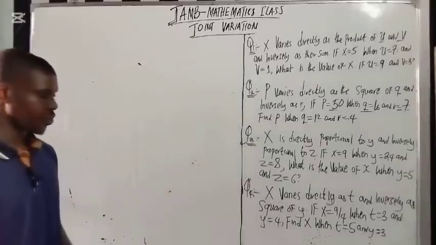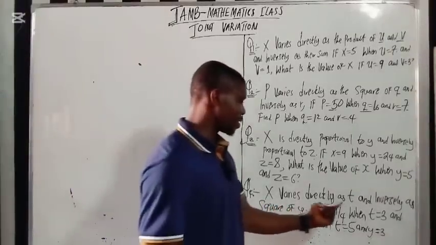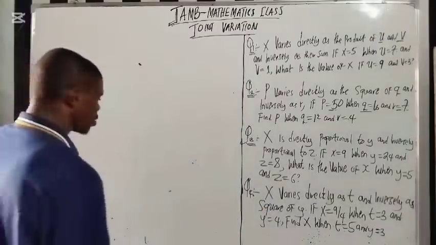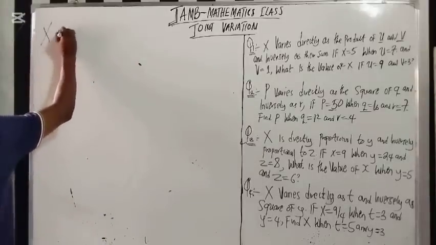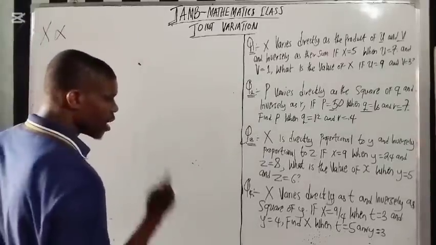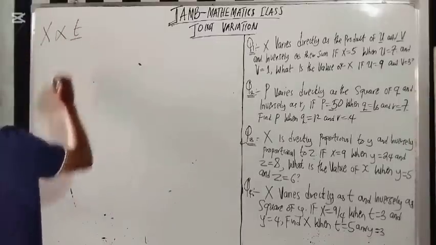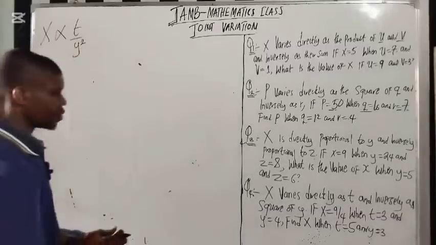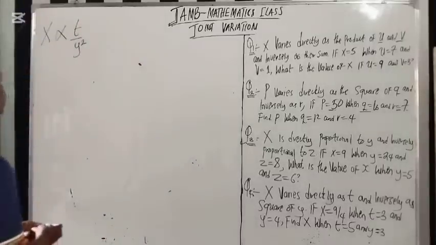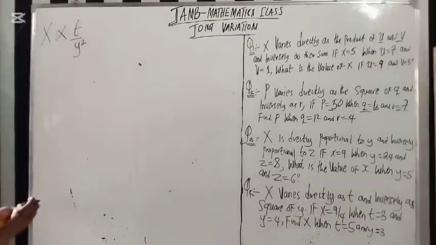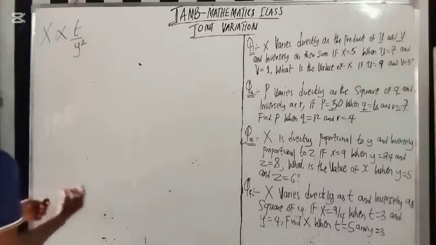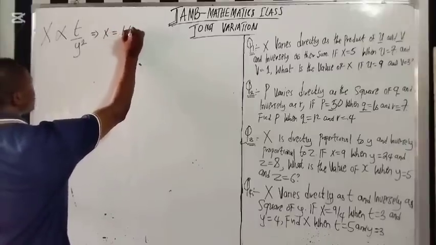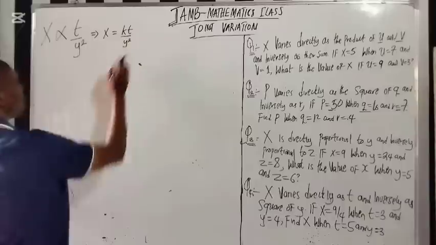So let's look at question 4. S varies directly as T and inversely as the square of Y, right? So X varies directly as T and inversely as the square of Y. Now let's construct here first. Introduce the equal to sign, so this implies that X is equal to kT over Y square, right?